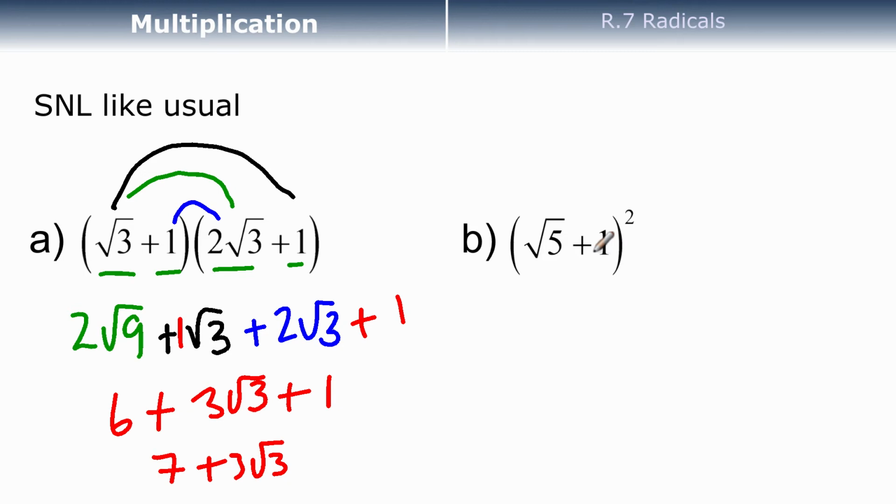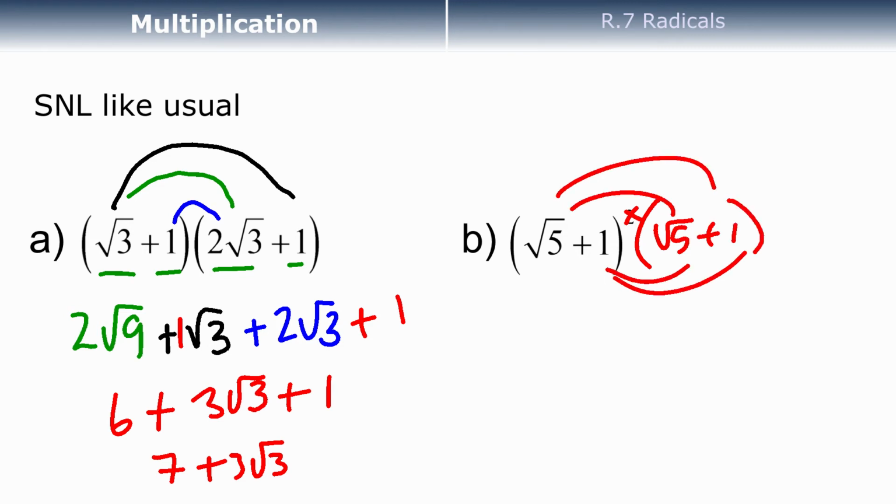With this one, if you're foiling that, make sure that it says squared, so that means I have 2 of those. So I have to do the same thing: FOIL, first, outer, inner, and last.